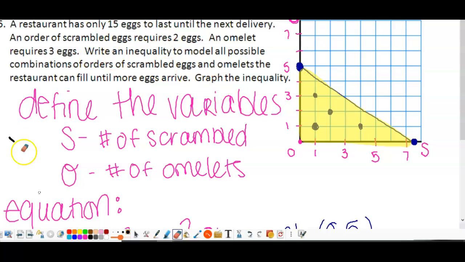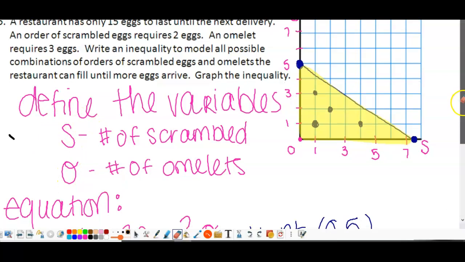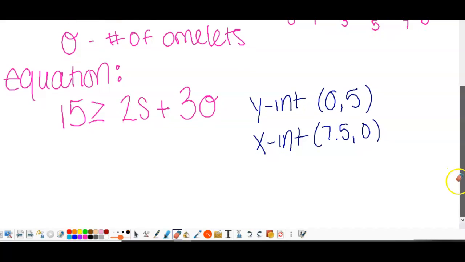And then the number of eggs for scrambled is 2 and omelets is 3. So my equation is going to be 15 greater than or equal to 2s plus 3o, or the reverse of that, which is 2s plus 3o is less than or equal to 15.